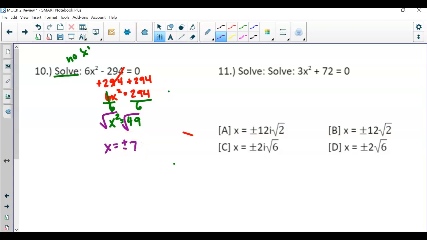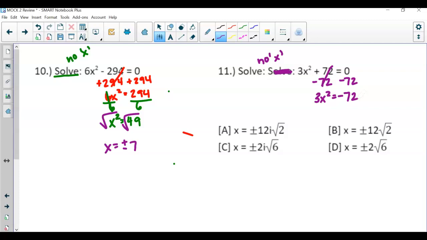Same thing for number 11. Notice how that's a typo there. Notice how there is no x, right? B is equal to 0. So again, add or subtract first. But I'm going to subtract 72 now because 72 is being added. 3x squared is now equal to negative 72.